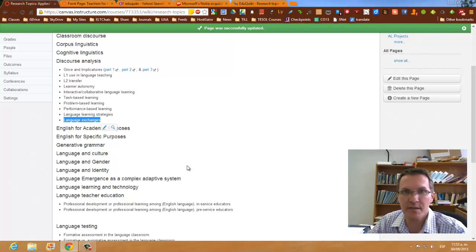You could look at, for example, the classes that are leading up to the language exchange and how those classes relate to preparing the students to conduct their language exchange. So there's a lot of different approaches that you could take when you look at language exchanges. In this example, specifically talking about group exchanges.